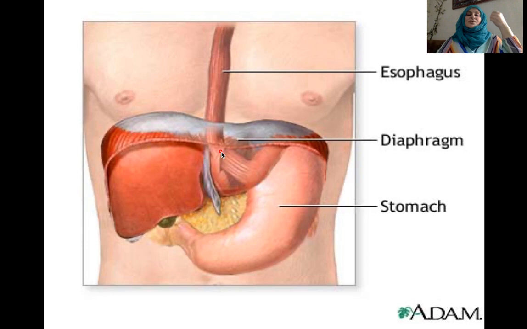Then when you descend downward, from above, we will find another constriction, which is of the aortic arch. When the aortic arch bends, it will cause a slight constriction at that region. Then descending downward, I will find another constriction, which is of the left bronchus. We have the trachea, and it divides into two primary bronchi. The left primary bronchus will cause also a third constriction.